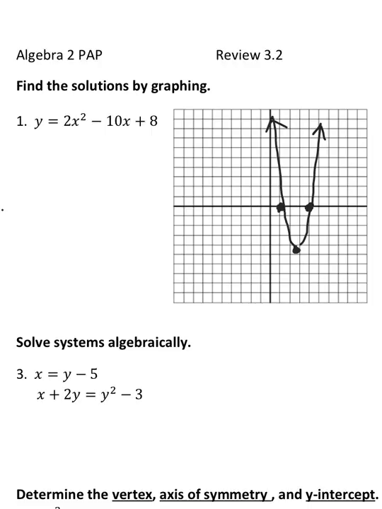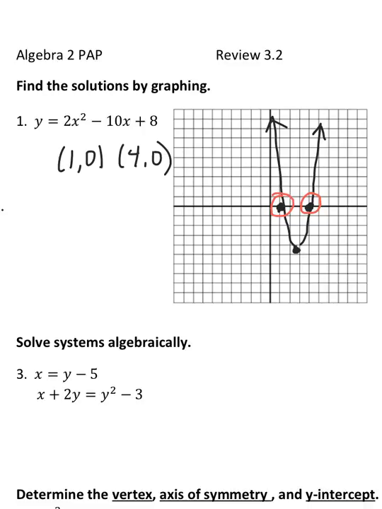All right, for this graph, I noticed on my graphing calculator that I have two places where the parabola crosses the x-axis at (1, 0) and at (4, 0). So those would be the two solutions for this parabola.